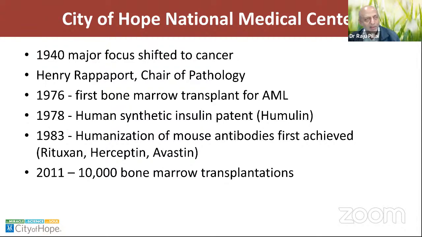So before that, it was okay, you can develop antibodies in mouse, but people develop resistance to those antibodies very quickly. And one of the labs in City of Hope developed a technology to humanize it, just taking the antigen receptor binding regions and putting a human backbone on it. And that patent has been the basis for creating Rituxan, Herceptin, many of the antibodies that are used today.